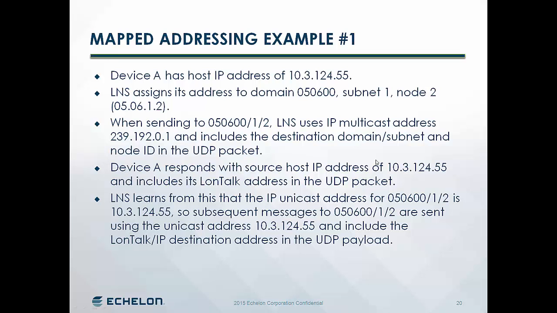Device A will respond with its host IP address of 10.3.124.55 and will include its LonTalk IP address in the UDP packet. LNS or another device type will learn from this that the unicast address for 050600/1/2 is in actual fact 10.3.124.55. So subsequent messages to that particular device are sent using the unicast address of 10.3.124.55 and include the LonTalk IP destination address in the UDP payload.